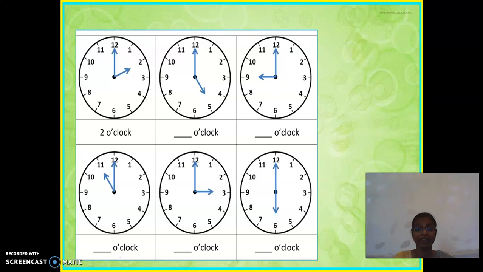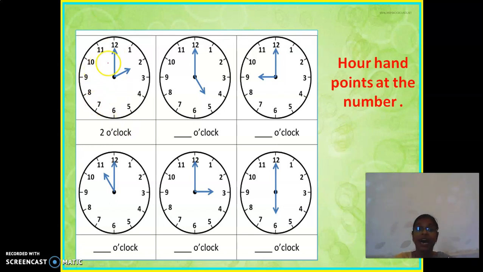Now, can you tell me what I have displayed here? I have displayed the clock with the hour hand and the minute hand. Are you able to read the clock with the help of their hands? Yes. Can you tell me the first one they have written as 2 o'clock? How do they say it as 2 o'clock? With the help of hour and minute hand. Can you tell me what the hour hand represents? The hour hand points at the number. What is the number? 2.